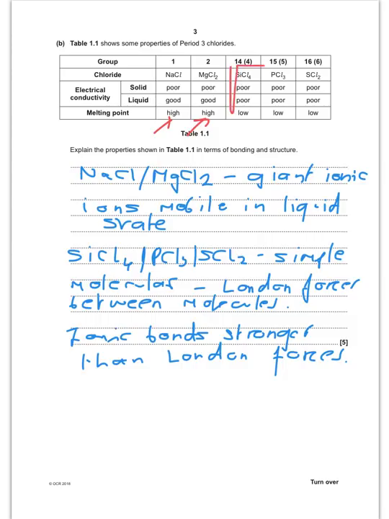For these four, these are going to be simple covalent molecules because the melting points are low and electrical conductivity is poor for both the solid and the liquid. So you just need to explain those properties, which I've done below, and that's a pretty nice question really for 5 marks. Just remember you've got London forces between the molecules for these. And ionic bonds are of course much stronger than London forces, which results in the higher melting points.